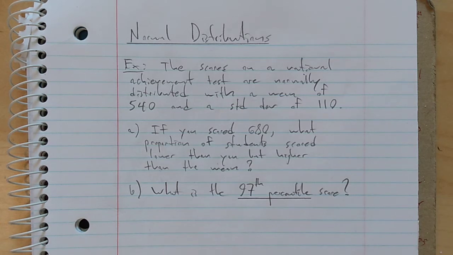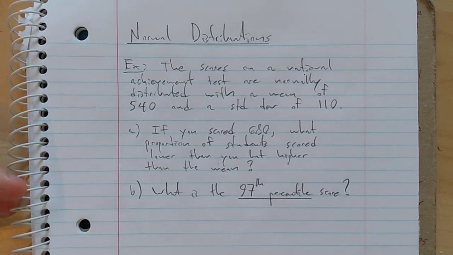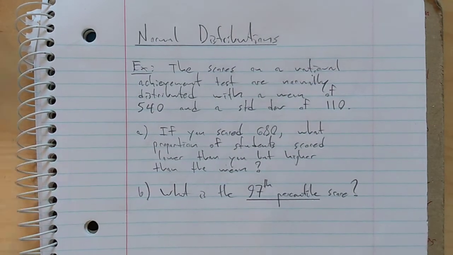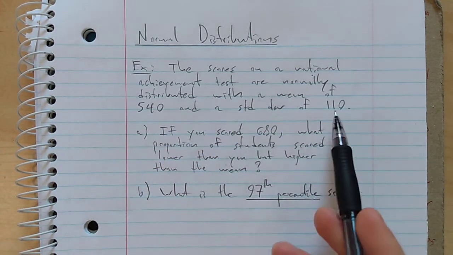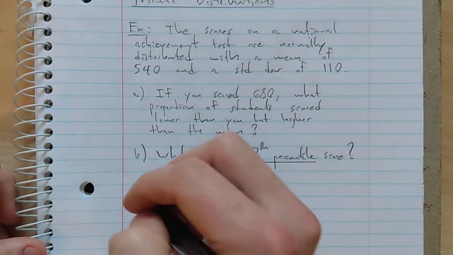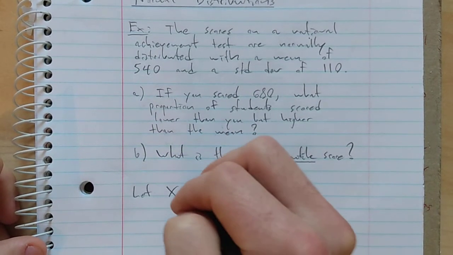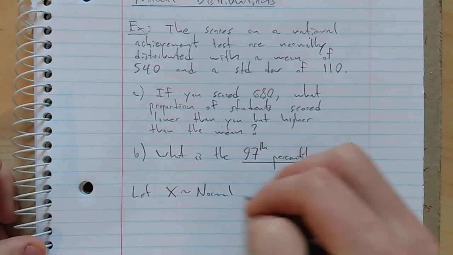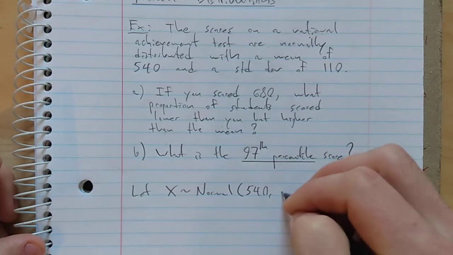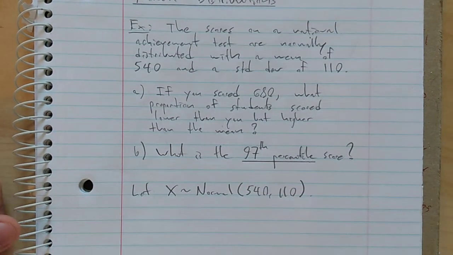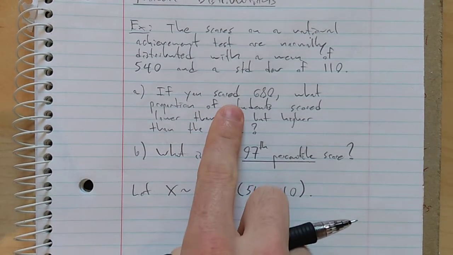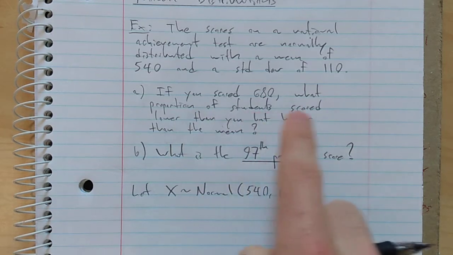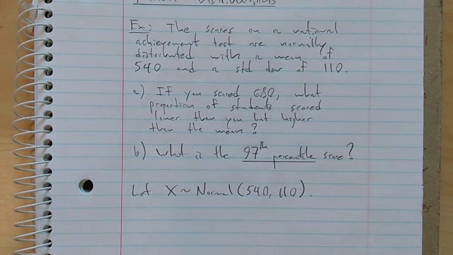So here we go. Part A. You scored 680. What proportion of students scored lower than you but higher than the mean? So the key point here is to realize, okay, we can do all this stuff because we know the distribution of scores. It's a normal distribution, and we know the parameters, the mean, and the standard deviation. So in this question, both part A and B, we're working with this normally distributed random variable with a mean of 540 and a standard deviation of 110. And so, in part A, we're looking for if you scored 680, what proportion of students scored lower than you but higher than the mean?